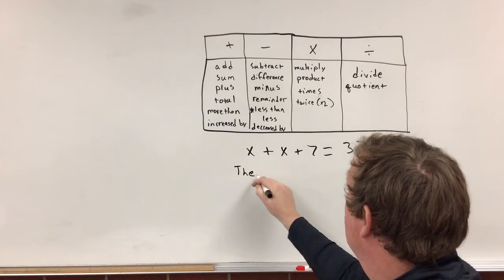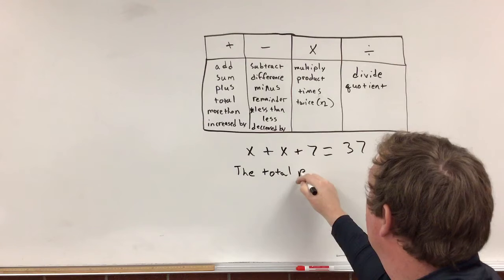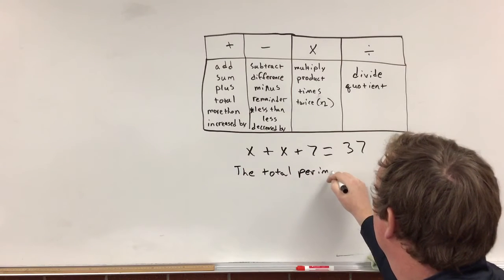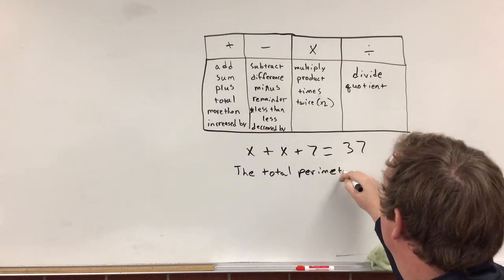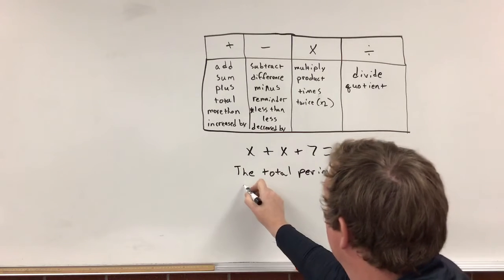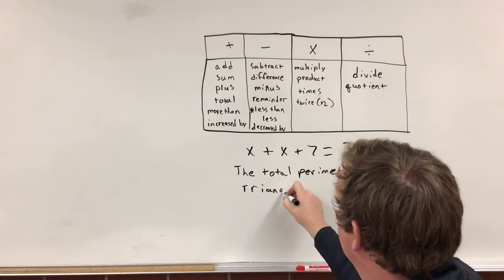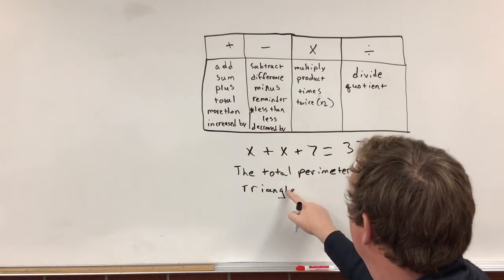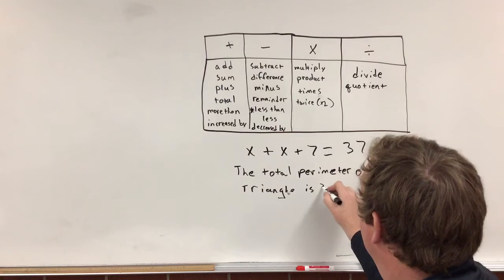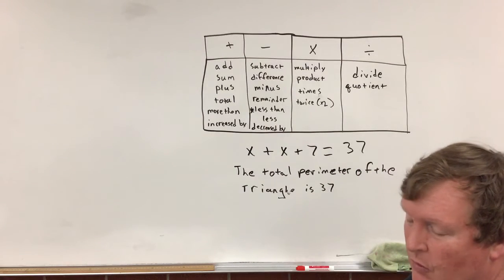The total perimeter of the triangle is 37. Okay? So I started off with what it equals.